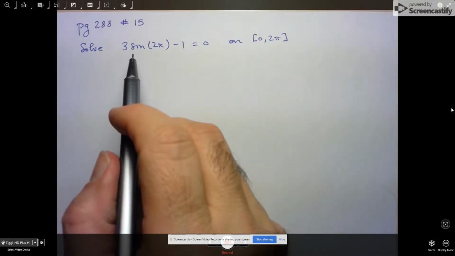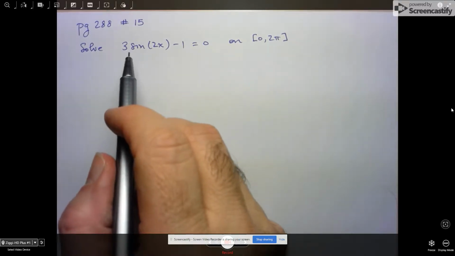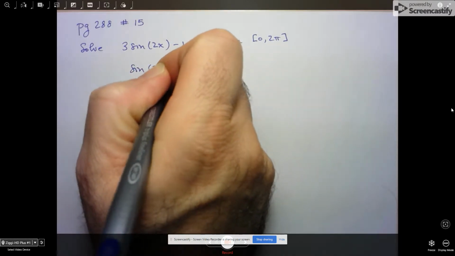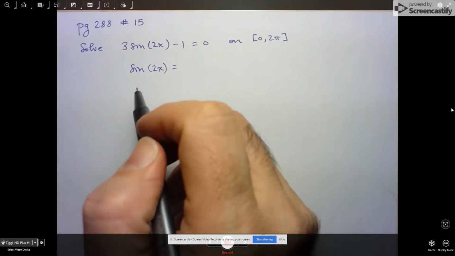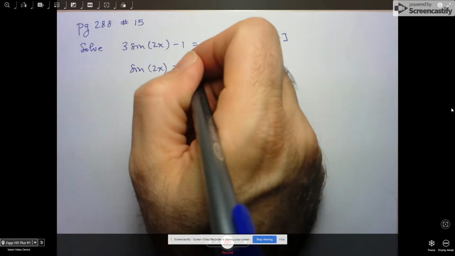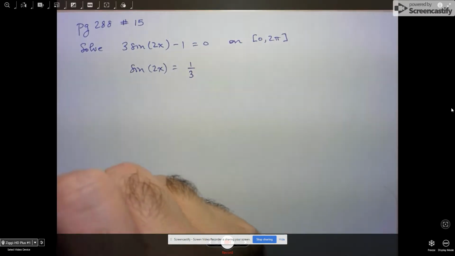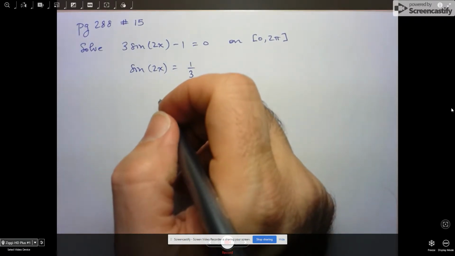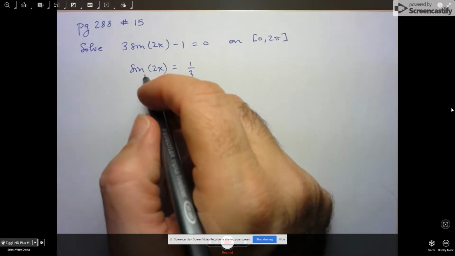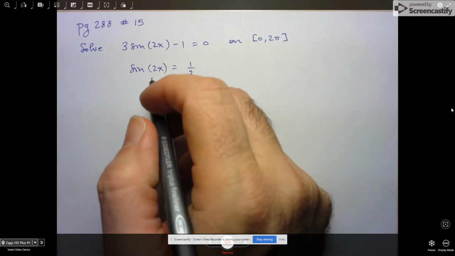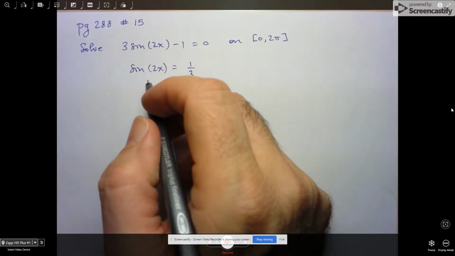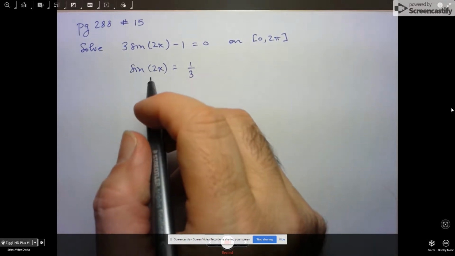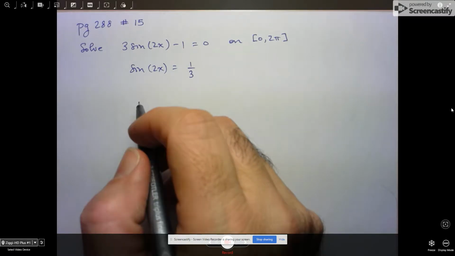So we'll go ahead and start by isolating the trig ratio. Here, sine of 2x is going to be equal to, bring the negative 1 to the other side, 1 divided by 3, so 1/3. Now, 1 over 3 doesn't correspond to a special ratio regarding any special angles, so we're going to solve this by approximating.